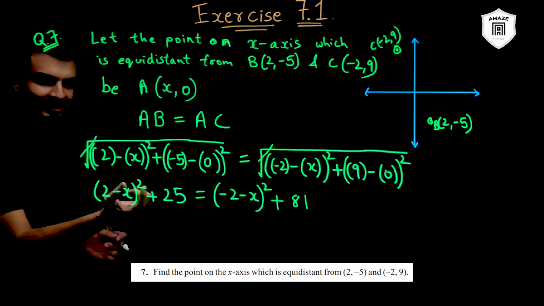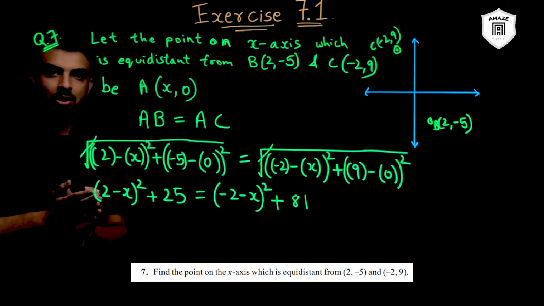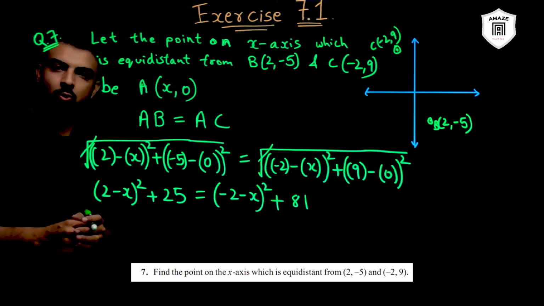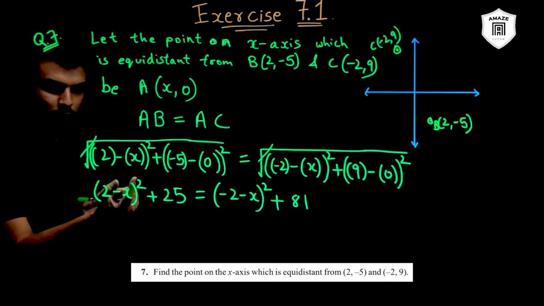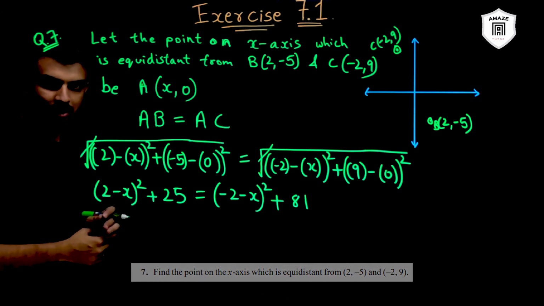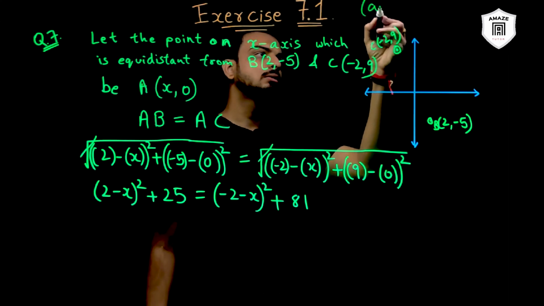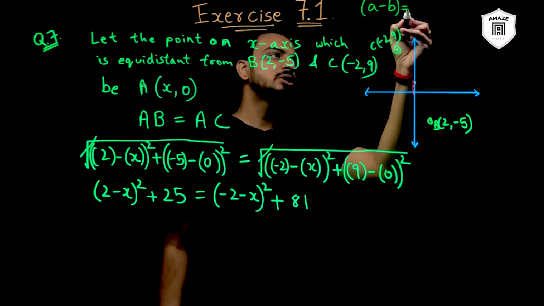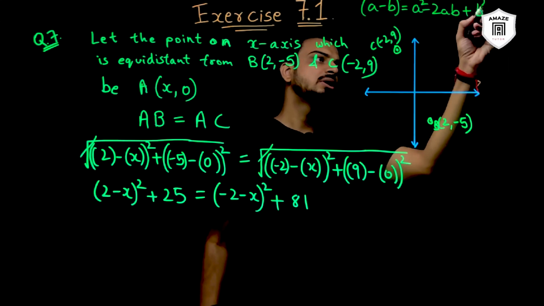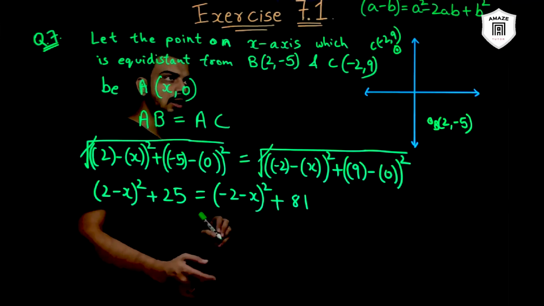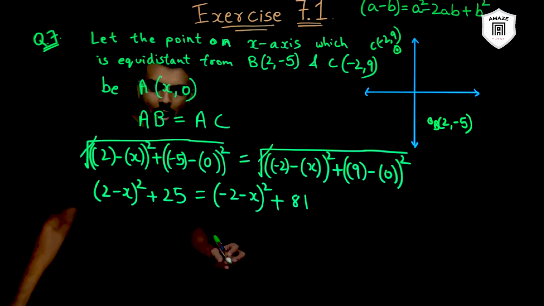(2 minus x) the whole square, if we want to expand it, we can expand it using the (a minus b) the whole square identity, right? Please never make the mistake of writing (2 minus x) the whole square as 4 minus x square, okay? Because the (a minus b) the whole square identity is not a square minus b square, it is a square minus 2ab plus b square, right?